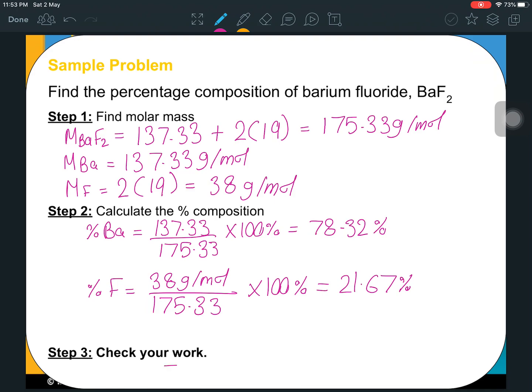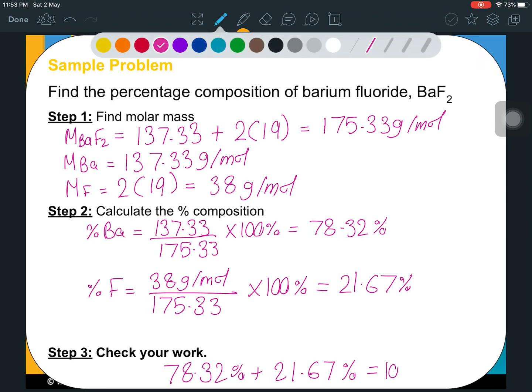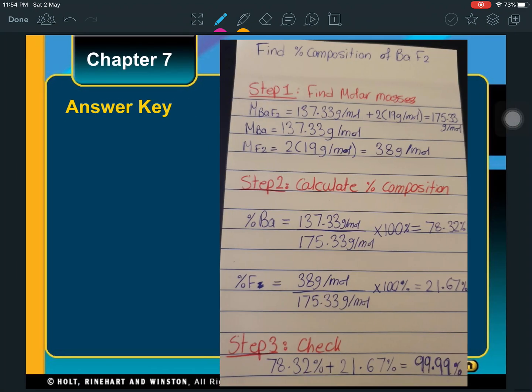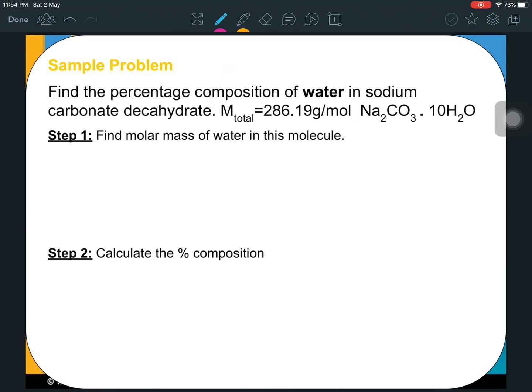to 100. So 78.32% plus 21.67%. All that equals up to, not 100%. Again, we are at 99.9. Remember, it's never really going to be perfect, because that's life. All right, so you guys get the basic idea.